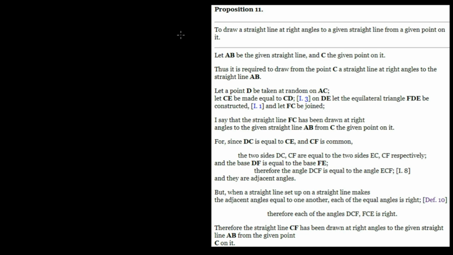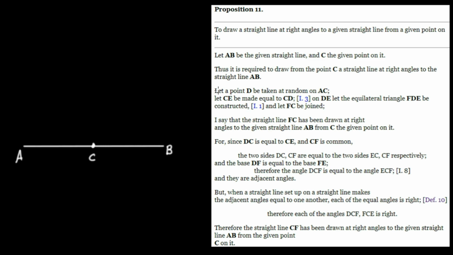In proposition 11, what we're going to do is draw a straight line at right angles to a given straight line from a given point on it. The first step is to let AB be the given straight line and C the given point on it. So let's draw this out. There's AB, and C is going to be some given point upon which we're going to place that line making right angles with the line AB.